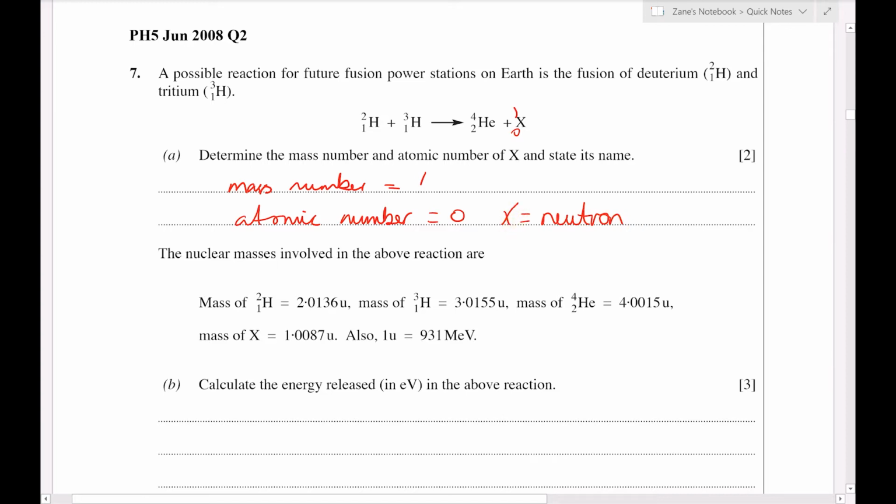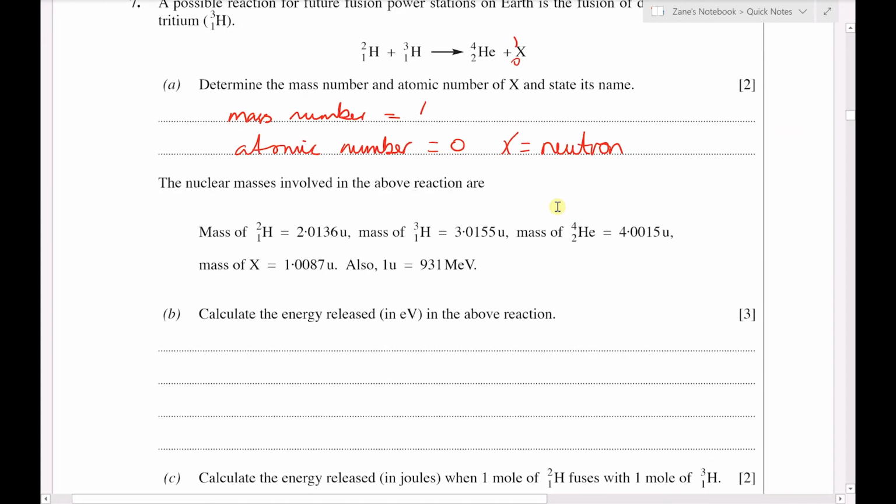Next, we're given the nuclear masses and we've got to calculate the energy released in the reaction. This is just a standard question. We find the total mass on the left, the total mass on the right, subtract them, and then turn that into energy. So the total mass on the left is 2.0136 plus 3.0155, and we're going to subtract the total mass on the right, 4.0015 plus 1.0087. Normally I would do this in one calculation, but let's do it in steps just to prove that there is more mass on the left than on the right.